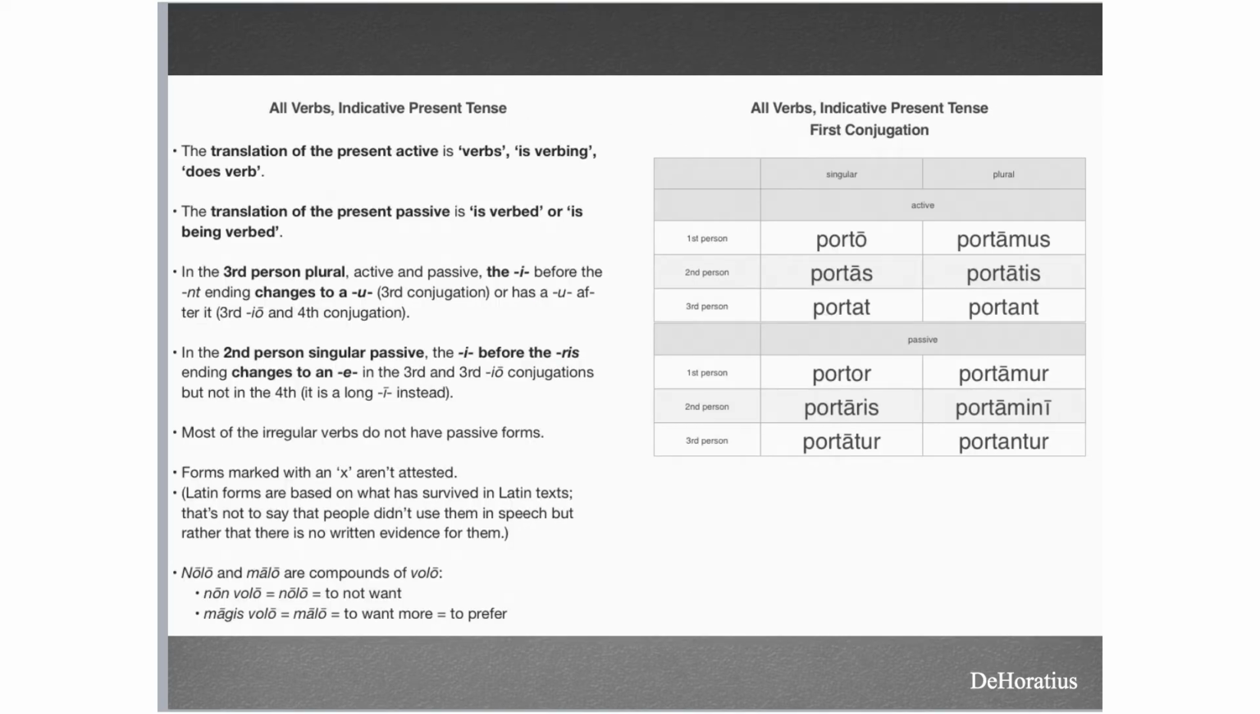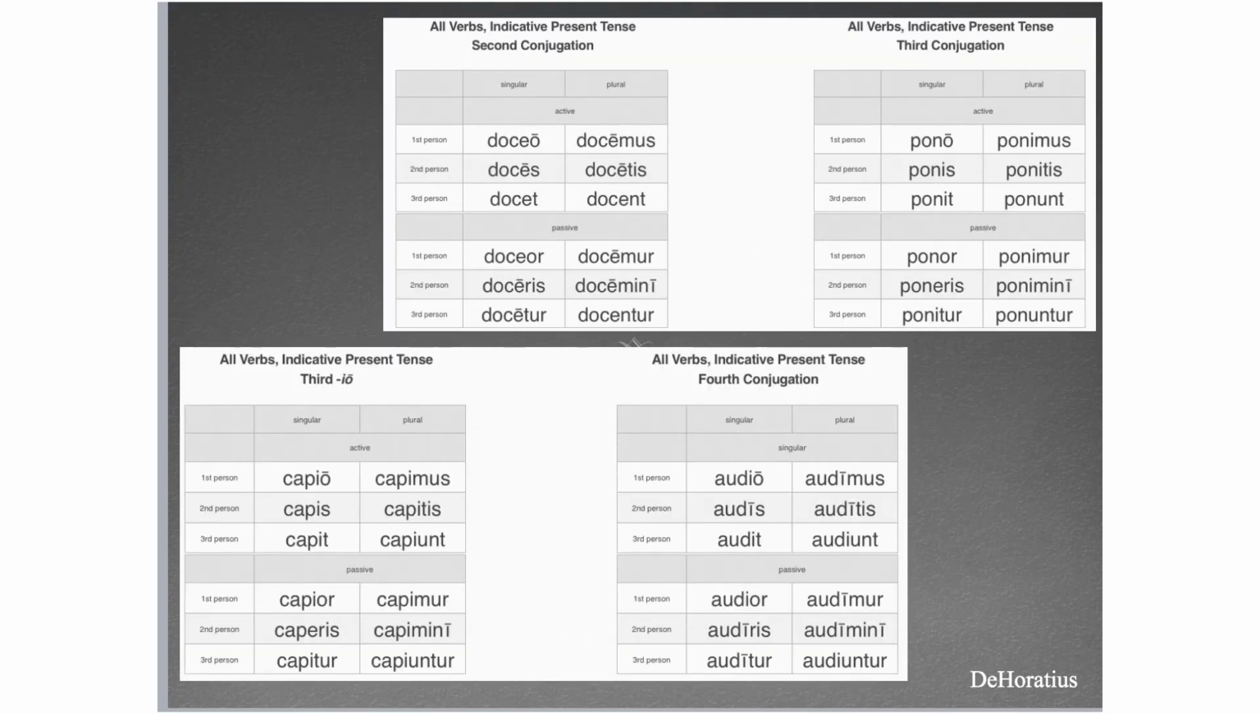All right, and so here is the present tense done out in the passive, and you can see that it's pretty similar. The big difference is in the first person, the R gets added to that form rather than the form being replaced by it. Otherwise the endings are replaced. So portor, portaris, portatur, portamur, portamini, portantur. And that's first conjugation, and they will be the same, just with different characteristic vowels.